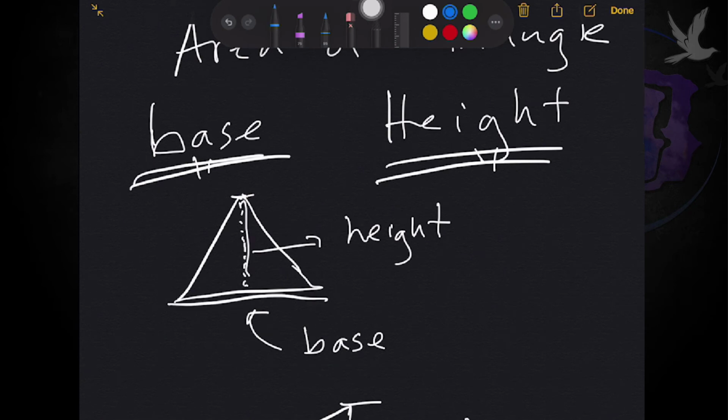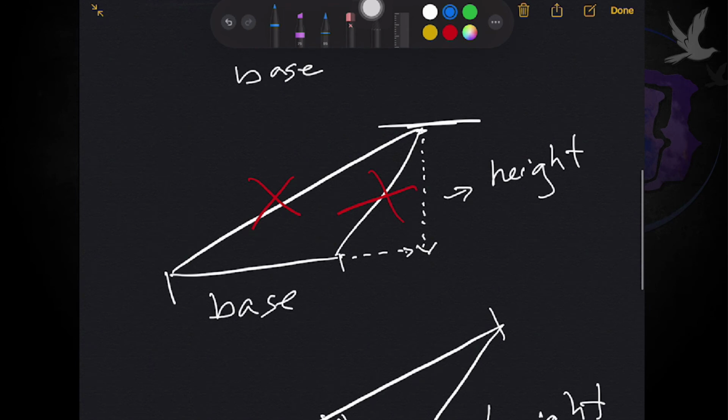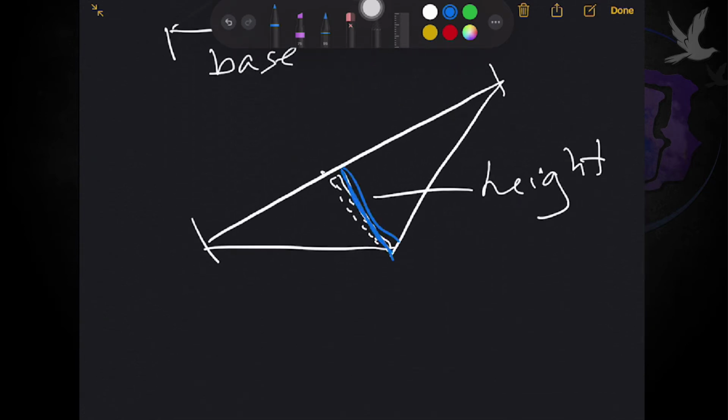Okay, mark ko sa different color. The height of the triangle is perpendicular to the base. Height of the triangle is perpendicular to the base. So, ibig sabihin, if this is the height, it should be perpendicular to the base. This should be perpendicular to the height of the triangle. So, which means this is the triangle's base.